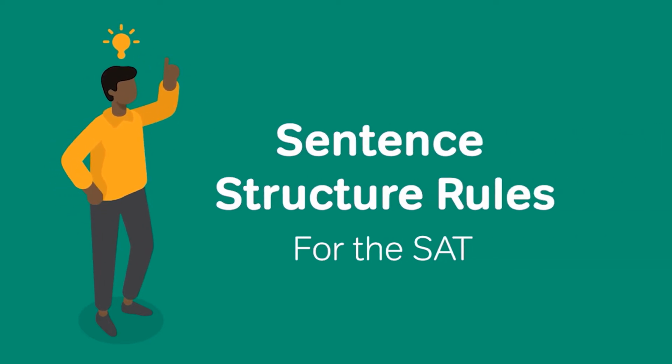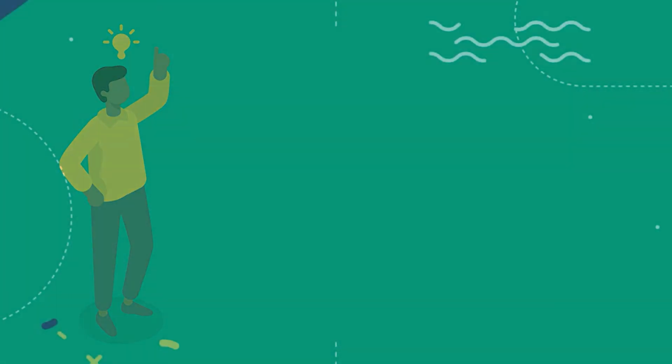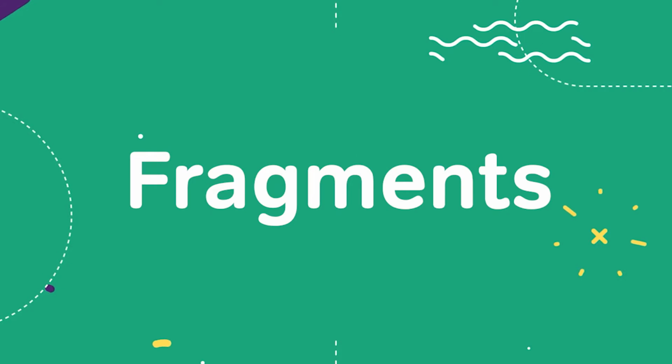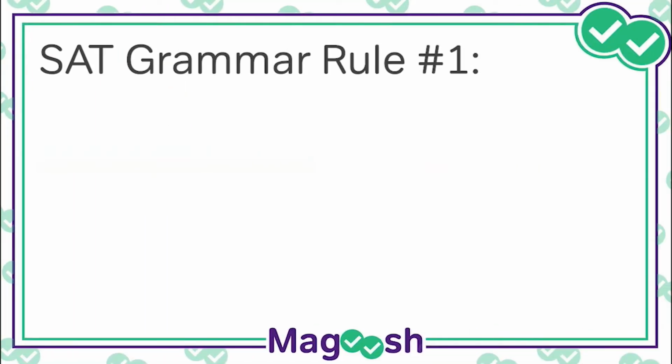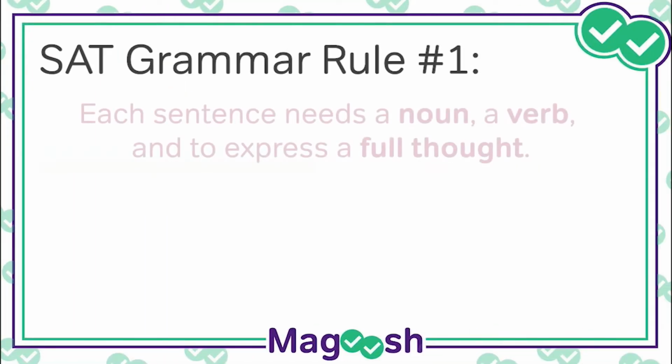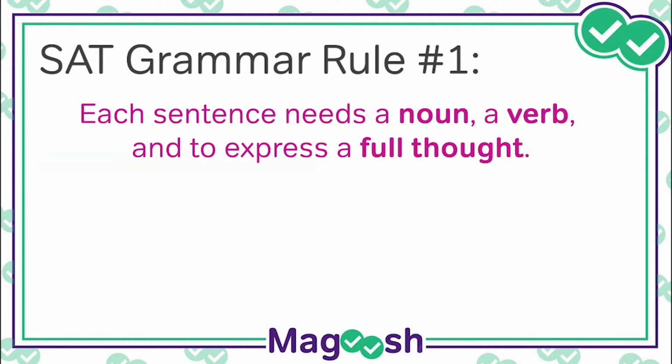Sentence structure rules for the SAT. Fragments. SAT grammar rule number 1: each sentence needs a noun, a verb, and to express a full thought.